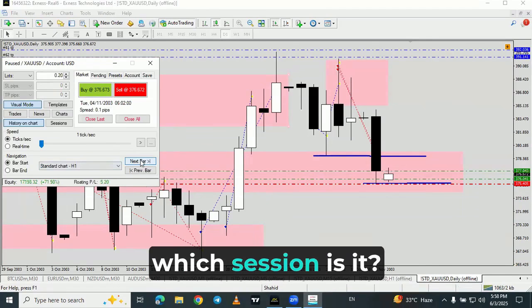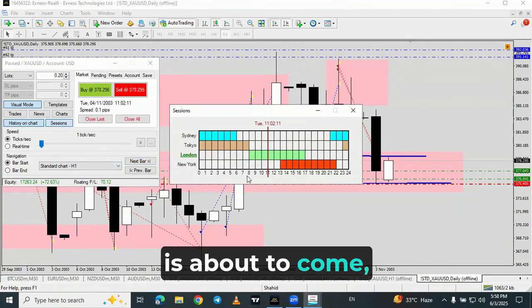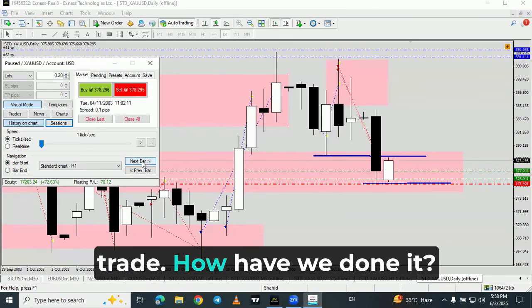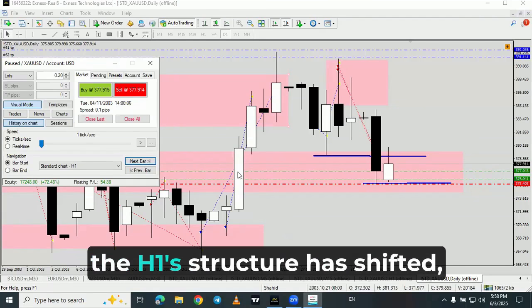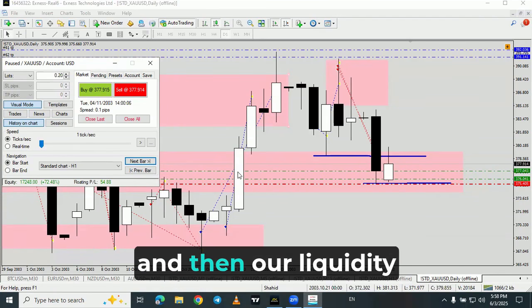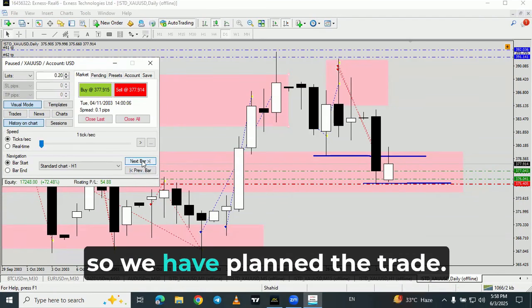But you see, which session is it? The London session is about to come. So here we have planned its trade. How have we done it? We have taken the daily zone. The H1 structure has shifted, and then our liquidity has been refined. So we have planned the trade.